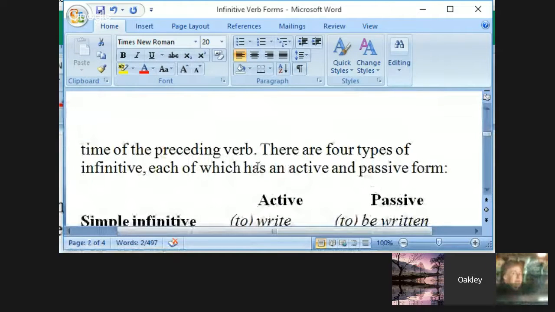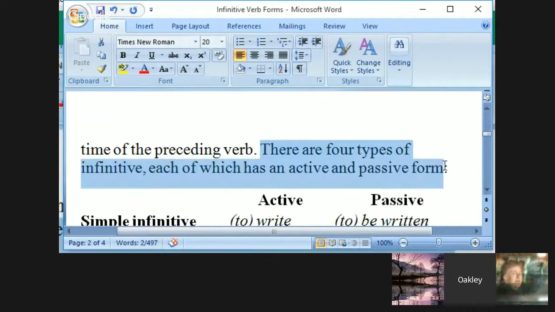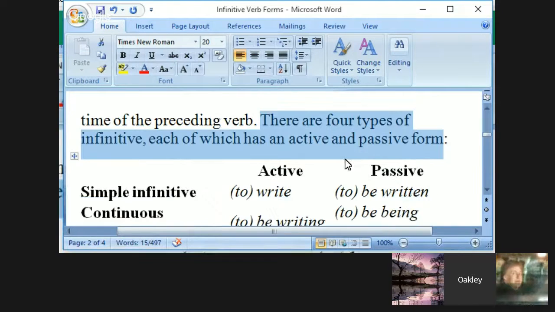Sometimes it's kind of obvious. I want to learn to swim. Obviously, you can understand that I want to means it's in the future. All right, so it's kind of obvious the time relationship between I want and to learn. It obviously means this is going to happen in the future.